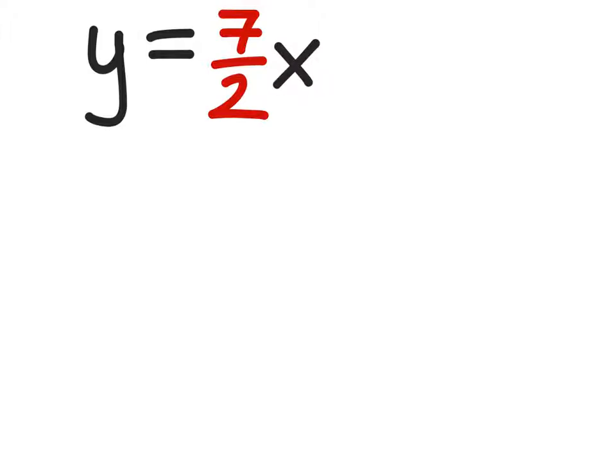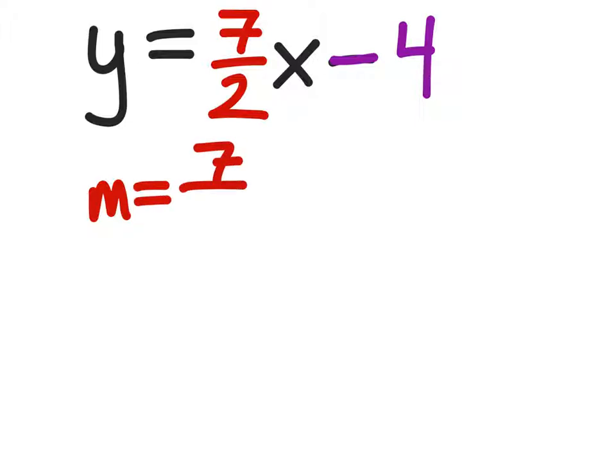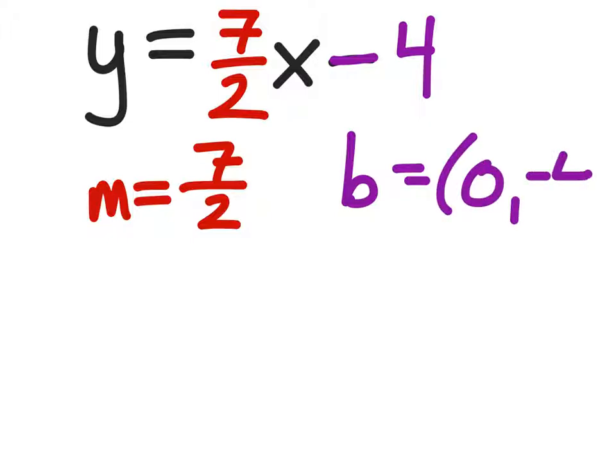7x, you guys want a plus or minus? Minus. Fraction is the best. Minus what? 4. Minus 4. So y equals 7/2 x minus 4. All right, from this, we can see that the slope is going to be 7/2, and then the y-intercept is 0, negative 4. Very good.